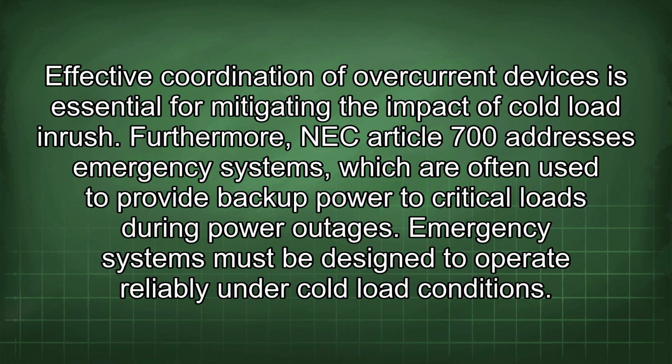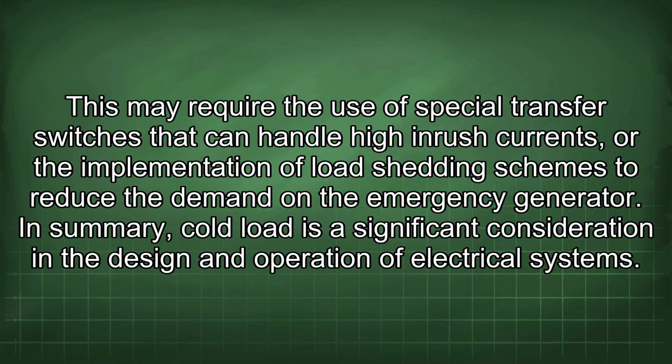Furthermore, NEC Article 700 addresses emergency systems, which are often used to provide backup power to critical loads during power outages. Emergency systems must be designed to operate reliably under cold load conditions. This may require the use of special transfer switches that can handle high inrush currents, or the implementation of load shedding schemes to reduce the demand on the emergency generator.